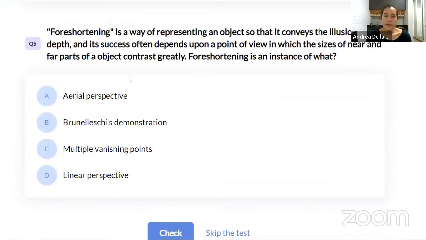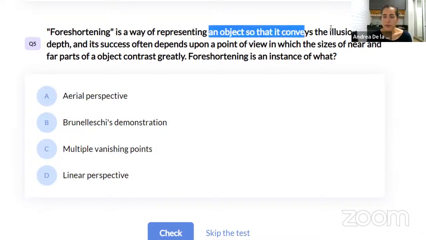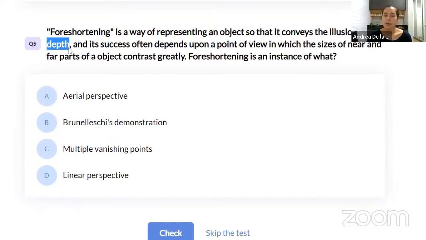Now question 5 says, foreshortening is a way of representing an object so that it conveys the illusion of depth. And its success often depends upon a point of view in which the sizes of near and far parts of an object contrast greatly. Foreshortening is an instance of what? This is interesting. Way of representing an object so that it conveys the illusion of depth. Look for those words, depth.